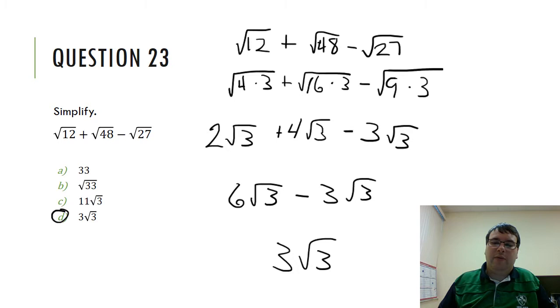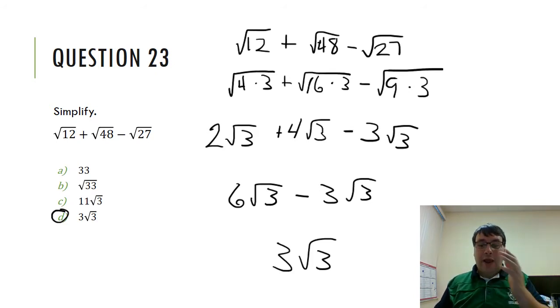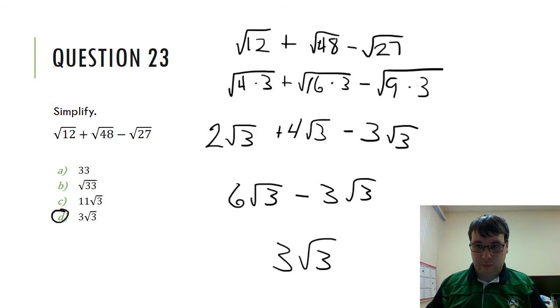Let's try 27. 27, 9 times 3. Cool. Is 9 a perfect square? Yes. So it would be 3 square root 3. Notice I just kept my signs the entire time, and I worked one piece at a time. Very simple, very straightforward. Now, when you're adding or subtracting radicals, you have to make sure that the radical is exactly the same in everything you're adding and subtracting if you're planning to combine those terms.